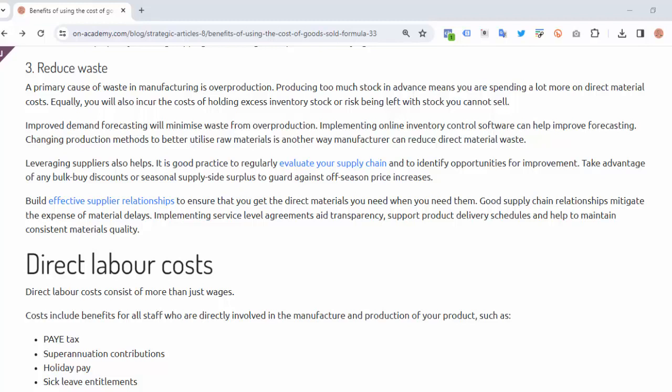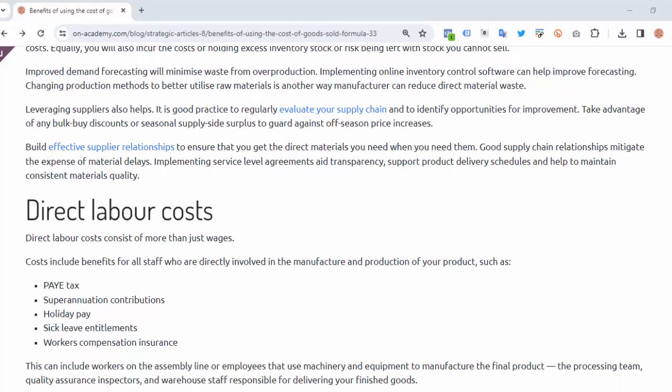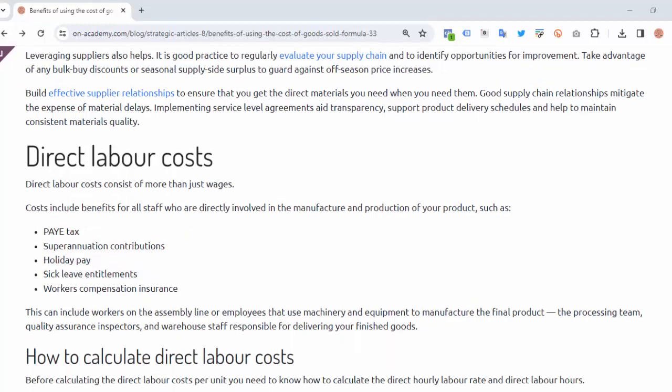Step 3. Calculate direct labor cost per unit. Now that we know the direct hourly labor rate and the direct labor hours per unit, we can figure out the direct labor cost per unit by multiplying the direct hourly labor rate and the direct labor hours per unit. As a formula, the direct labor cost per unit can be expressed as direct labor hourly rate x direct labor hours = direct labor cost per unit.